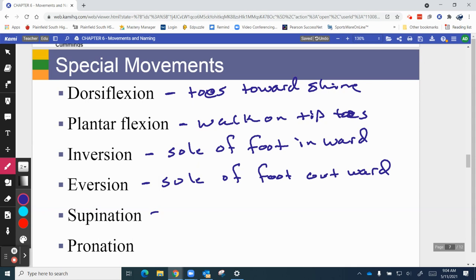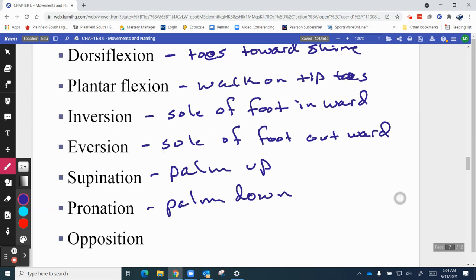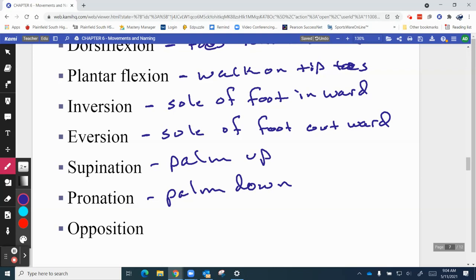Okay. Supination is turning the palm up. Right. The way that I always remember this one is you turn your palm up, you can hold a soup bowl. All right. That's supination. And then pronation is palm down. Okay. Opposition is essentially taking your thumb and touching your pinky. That's opposition.